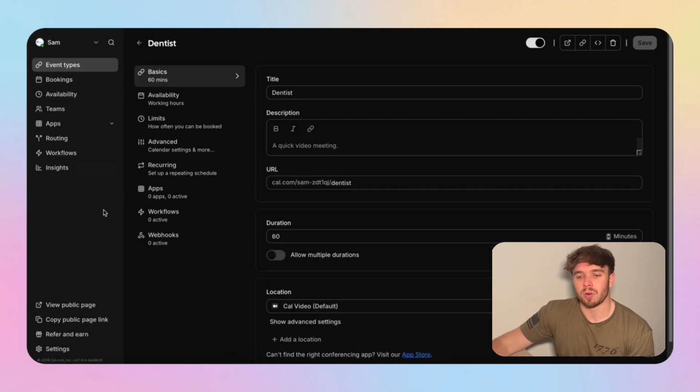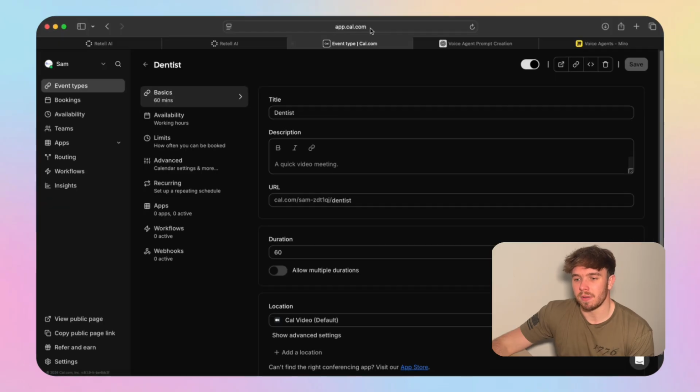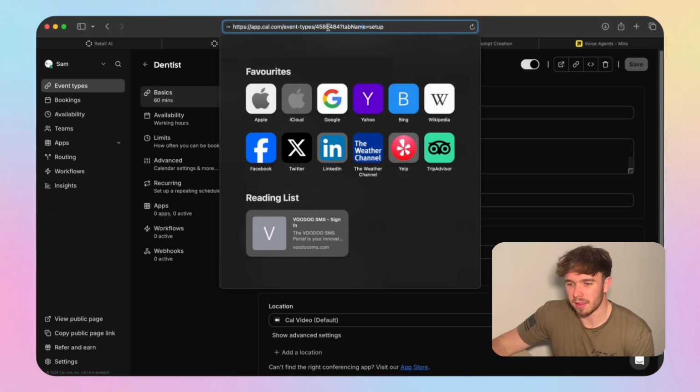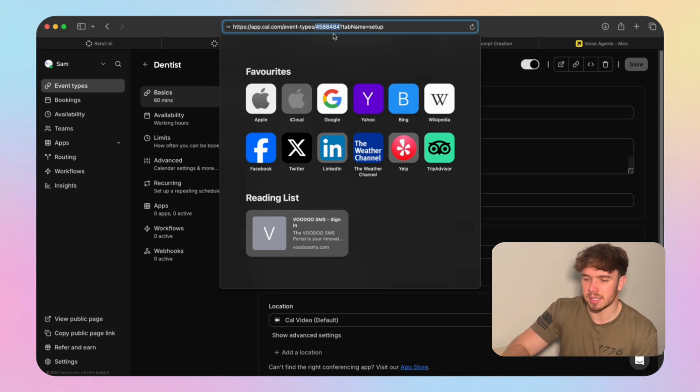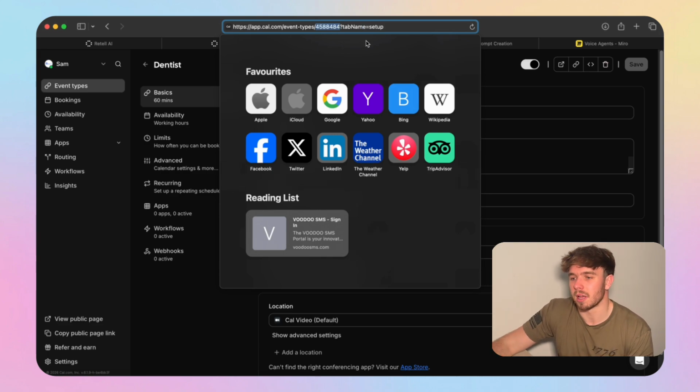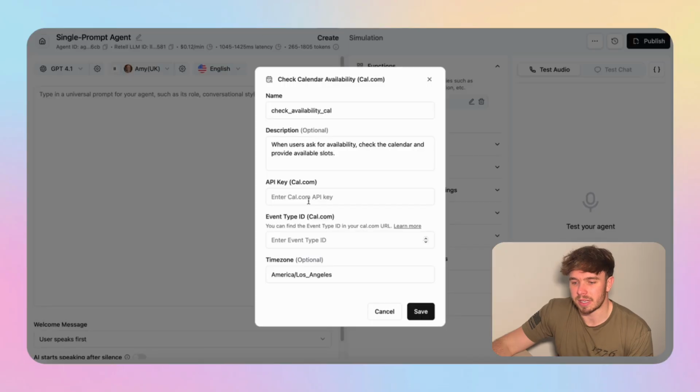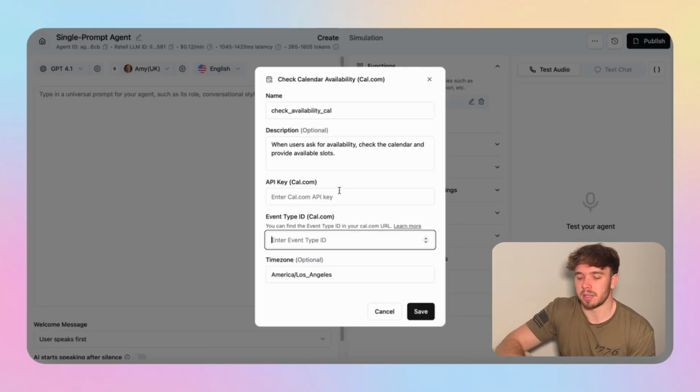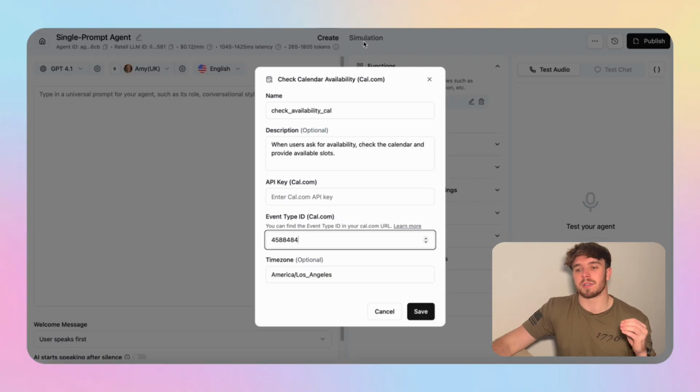Once you've created your meeting, you can see here that it's 60 minutes and it's in the dentist. If you go to the URL at the top here, you want to see, I think it's 6 or 7 digits there. Just copy those digits and then head back over to Retell, and where it says event type ID, you just want to paste it in there. That's going to link directly to the URL that you've just created.